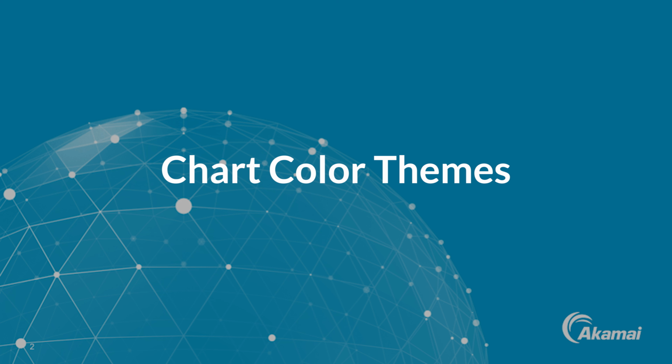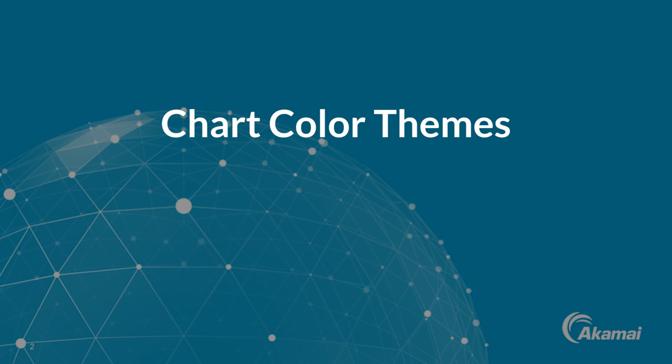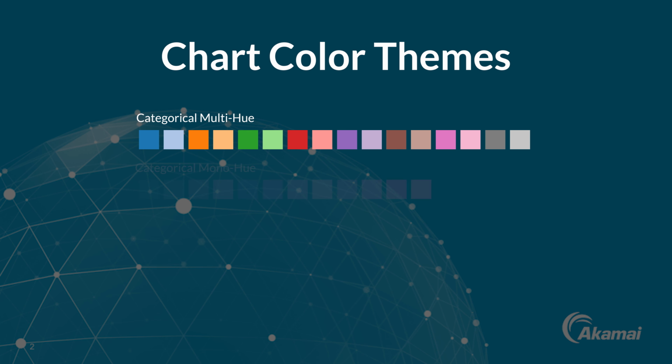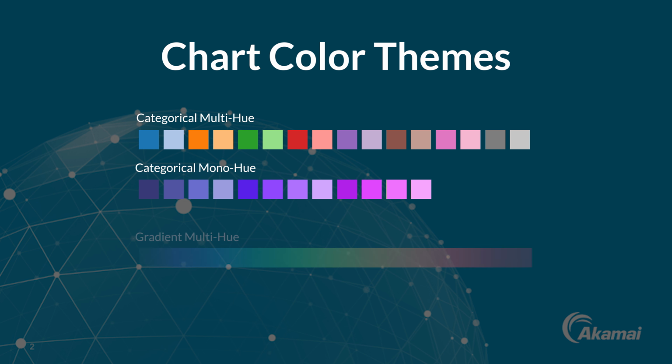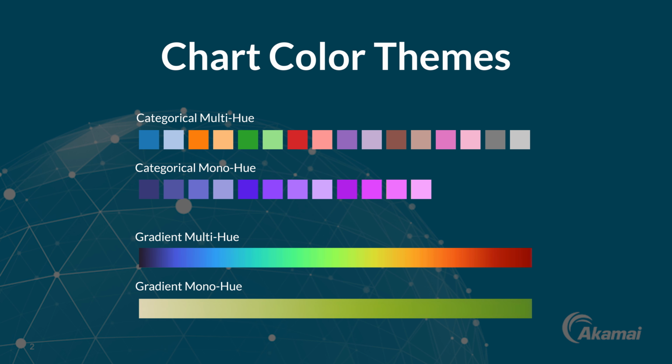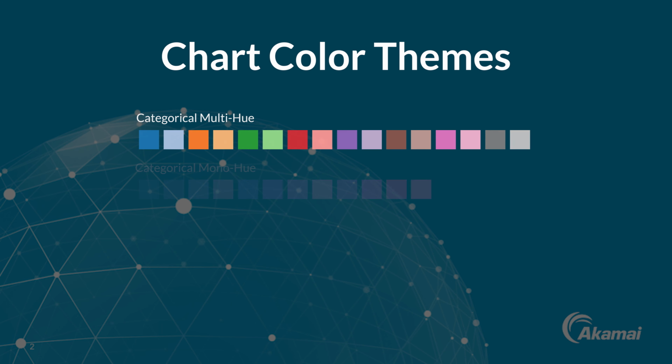There is a small family of color theme types, and each is useful or sometimes even mandatory for certain types of charts. These types are categorical multi-hue, categorical mono-hue, gradient multi-hue, and gradient mono-hue. Let's quickly see what each of these is used for and how to use them in your charts.